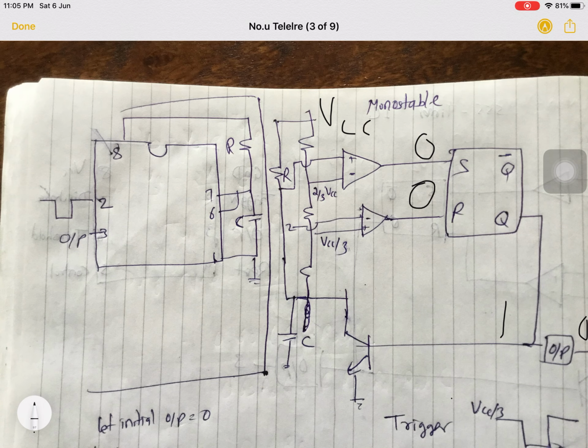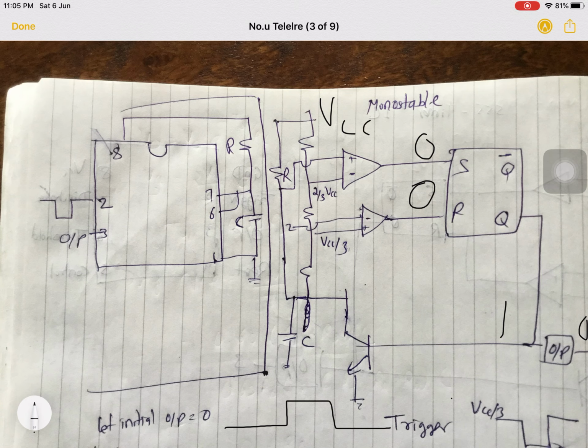So the output will be, when there is no trigger, it is 0. As soon as the trigger comes, it becomes 1, and after some time it becomes 0, and it will remain like that. So this will be the output of this circuit. So it is monostable. Only the lower logic of this output waveform is stable. The upper part is not stable.